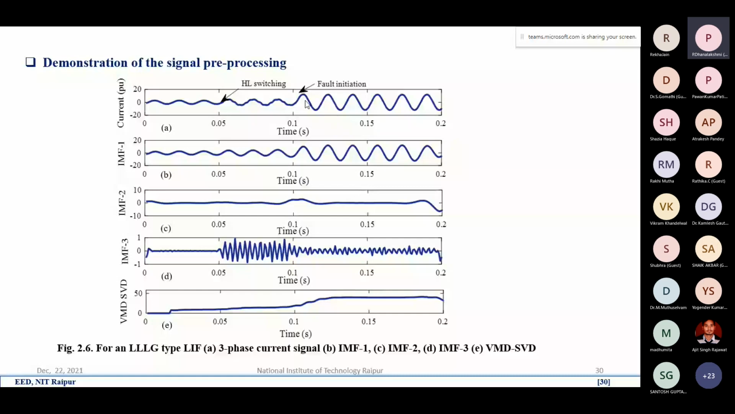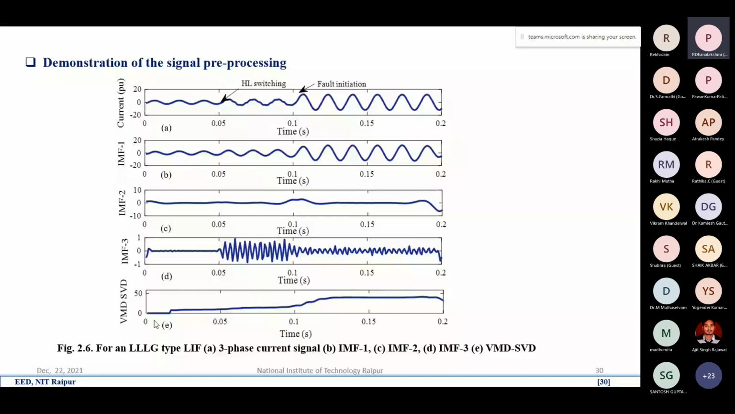So when you apply the signal processing technique, that is VMD, it decomposes the signal into three functions: first, second, and third intrinsic mode functions. The third is capturing the high frequency components, and IMF1 is giving you the low frequency component present in the current signals. So from the first IMF, we have calculated its singular value decomposition. When we apply SVD to the VMD, that is the first intrinsic mode function, you can see from here the signal is now like this.